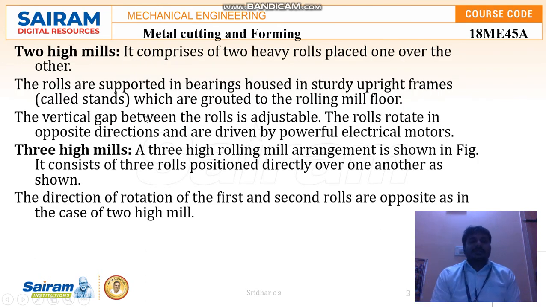Two high mills comprise two heavy rolls placed one over the other. The rolls are supported in the bearings of bearing houses, that is, the steady upright frames that we call stands, which are fixed to the rolling mill floor. The vertical gap between these rolls is adjustable. The gap depends upon the material or the workpiece, so we can adjust the distance between the two rolls.